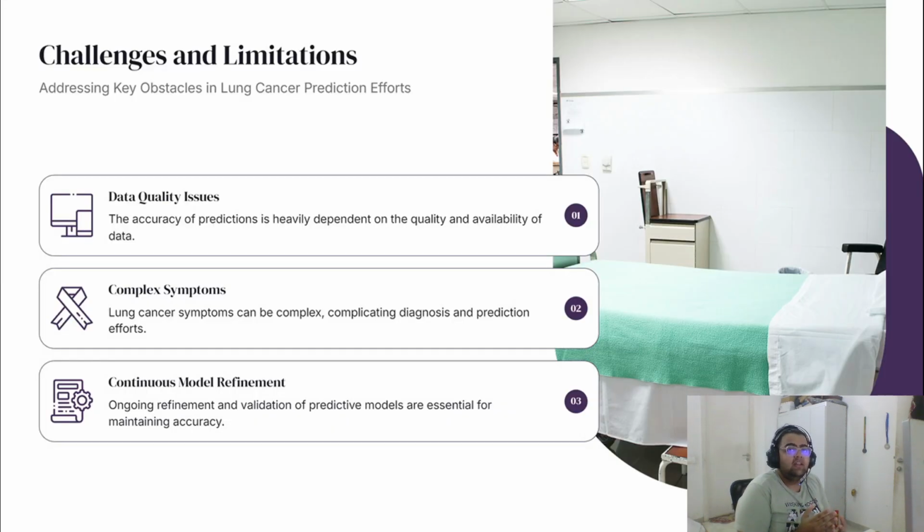The challenges and limitations are again data quality issues. Some of the data might not truly be what it seems like, and it might truly be random. And complex symptoms, complicating diagnosis and prediction efforts, can be a problem. And continuous model refinement needs to be going on, because predictive models are susceptible to false and variable data sets. Therefore, to maintain accuracy, ongoing refinement and validation have to be done.